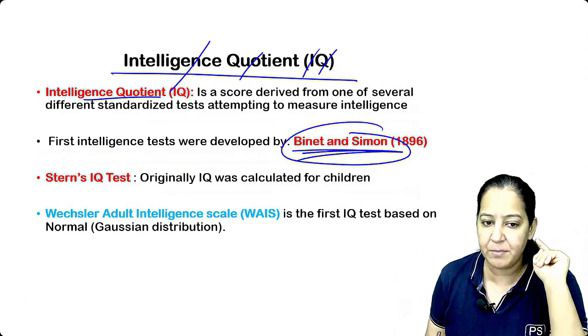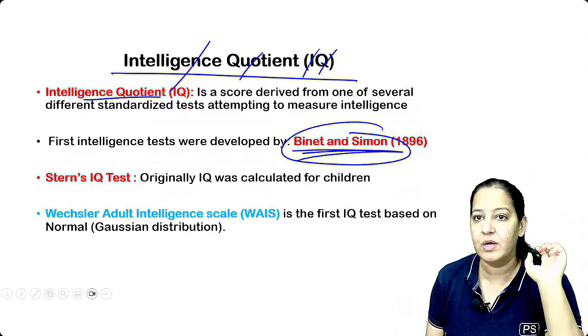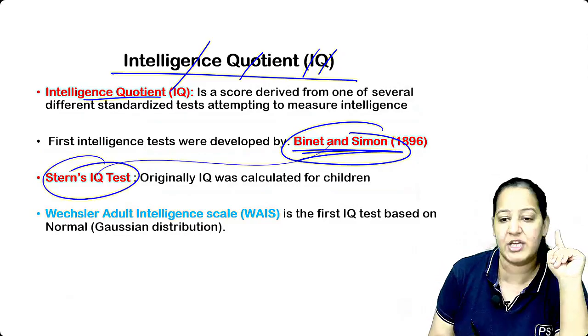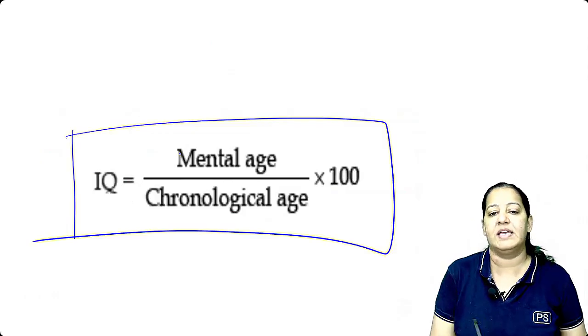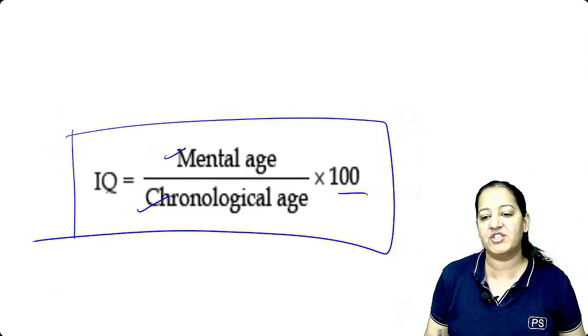Binet and Simon first discovered the test for IQ, and the name of the test is the Stern IQ test. What is IQ? This is the formula of IQ. IQ is mental age upon chronological age into 100.